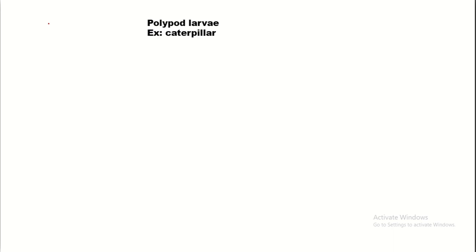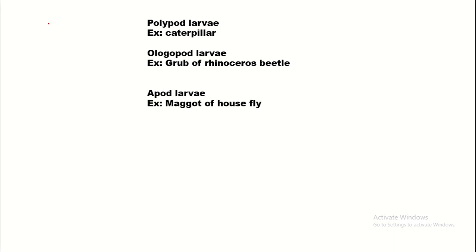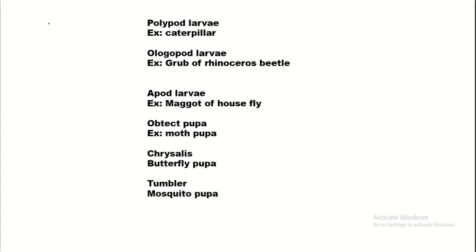Polypod larva example: caterpillar. Oligopod larva example: grub of rhinoceros beetle. Apod larva: maggot of housefly. Obtect pupa: moth pupa. Chrysalis: butterfly pupa. Tumbler: mosquito pupa. Wriggler: mosquito larva.